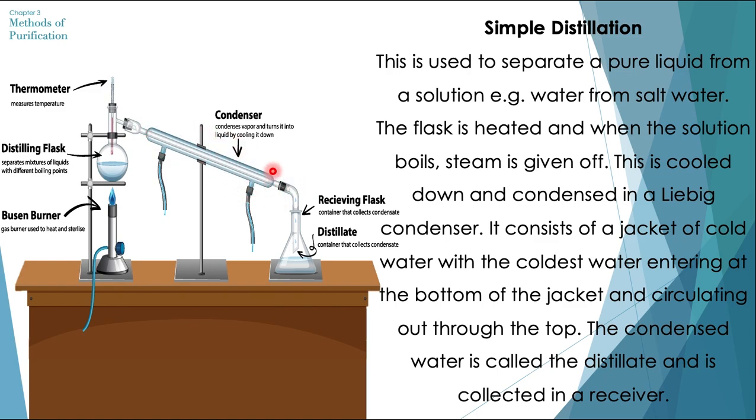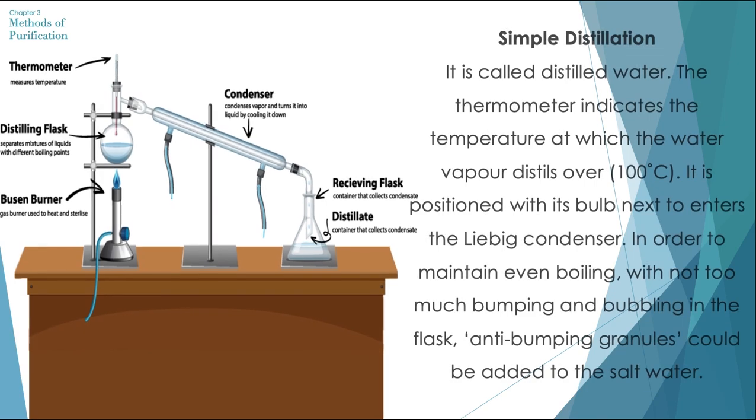The Liebig condenser consists of a jacket of cold water, with the coldest water entering at the bottom of the jacket and circulating out through the top. The condensed water is called the distillate and is collected in a receiver. This is the receiving flask. So, the water which collects in this way is very pure, as all its impurities are left behind in the flask. That is why it is called distilled water.